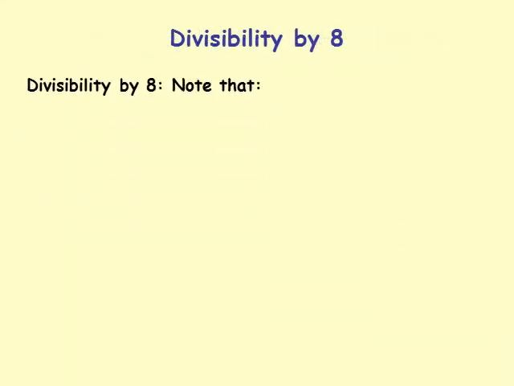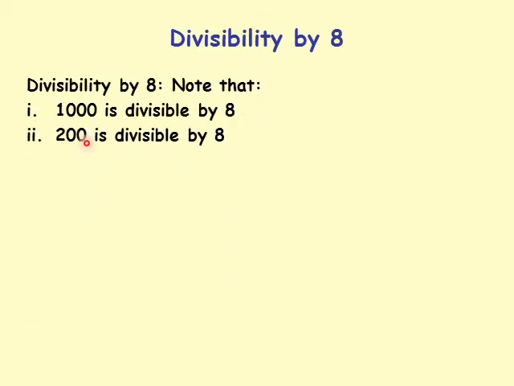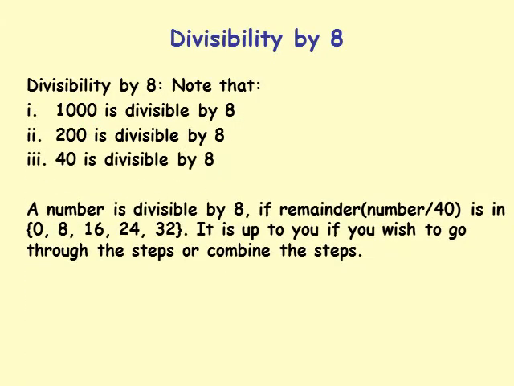Divisible by 8. Okay. Note that. Let's see what we're going to do. 1000 is divisible by 8. Let's see what happens. 200 is divisible by 8. Okay. 40 is divisible by 8. So we're going to use this information here, that 1000 is divisible by 8, 200 is divisible by 8, 40 is divisible by 8, and then let's see what happens.